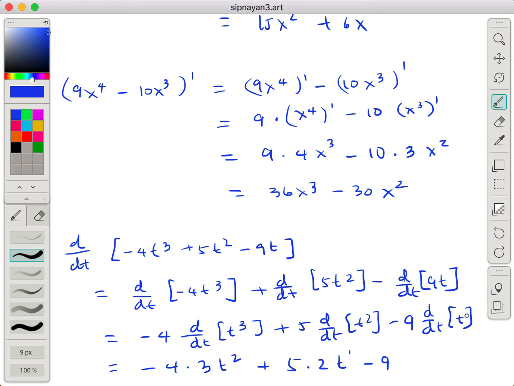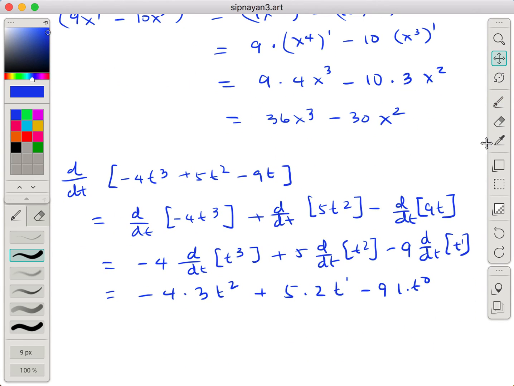So t is t to the first power. So magiging 1 times t to the 0, di ba? And we know that t to the 0 is equal to 1. So this is equal to negative 12t squared plus 5 times 2 is 10t, and then minus 9. What is t to the 0? Any number or any expression raised to 0 is equal to 1. And then times 1 is 1. May times pala tayo dito, no? And then times 9 is 9. So 9 times 1 times 1 is 9. So ito yung derivative natin.